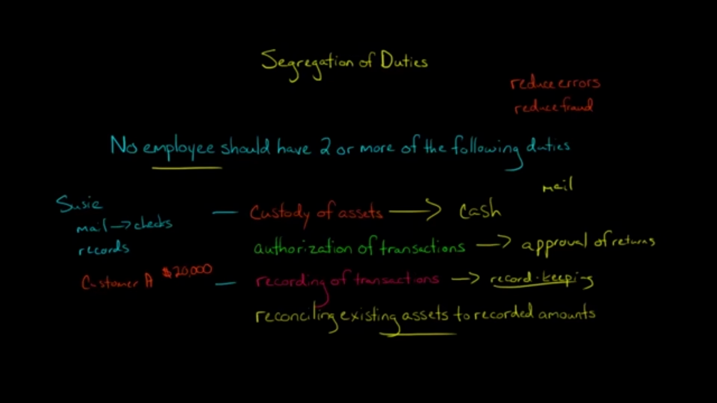Now, what is going to happen? This $20,000 is not going to be applied to customer A's balance. Eventually customer A is going to receive a notification that, hey, you still owe us $20,000. What is customer A going to do? They're going to call the company and say, hey, I sent the check. Here's the check number. And Susie's going to be in trouble. So Susie is going to be aware of this.